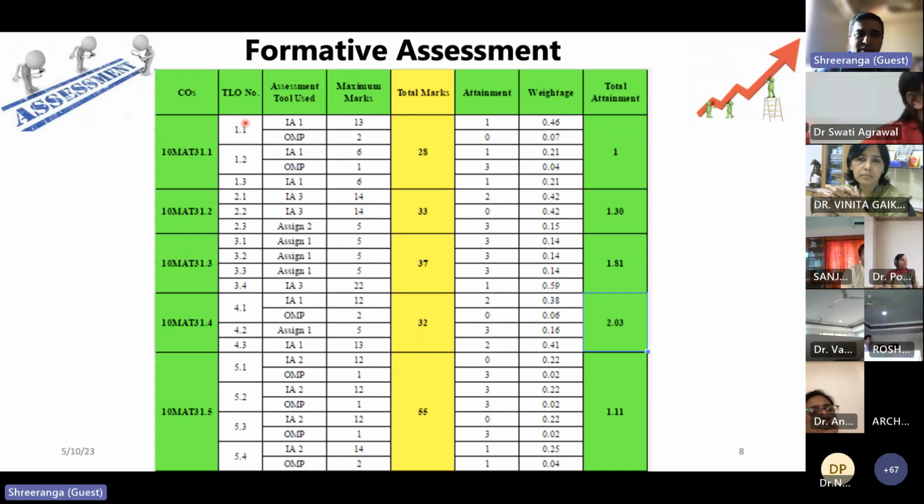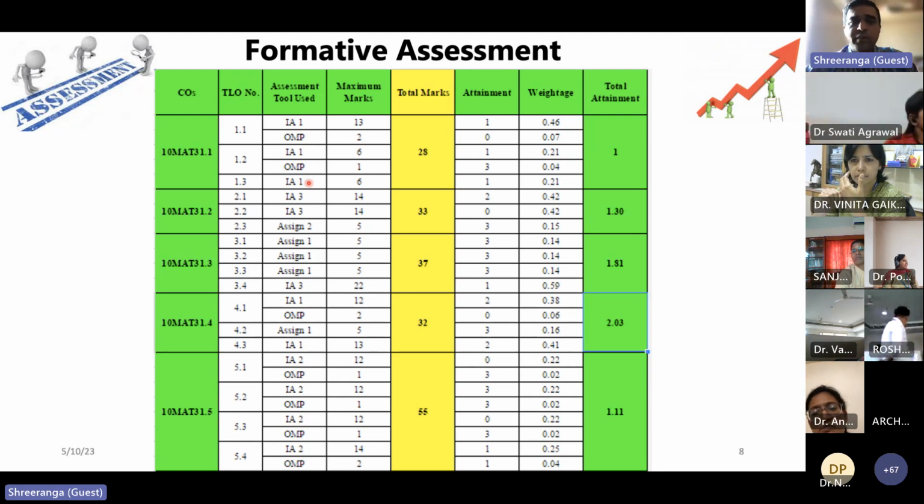If you would like to pose a question in that way, you can write it so that it is more clear which type of question you need to pose and in which tools and techniques, which methodology you would like to pose. So now we can see the first TLO has been assessed through two different types of tools. One is internal assessment, the other one is 1 minute paper. You can add quiz, assignment, seminar, whatever you want. In a similar manner, the second TLO is being assessed through two different tools, internal assessment and 1 minute paper. Whereas 1.3, the third TLO of the first CO, is being assessed only by one tool, internal assessment.